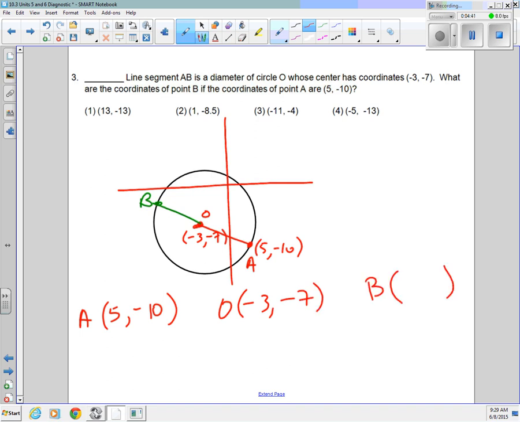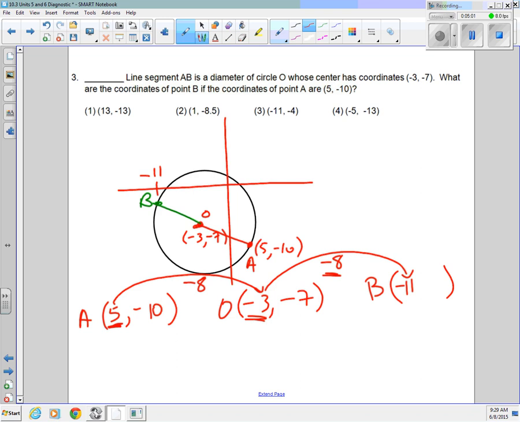And I could say, well, okay, how far does it go? How far do I have to go from 5 to negative 3? And the answer is I have to go down 8. Well, if I want O to be in the middle, I can repeat that from O and get B to be negative 11. I'm just taking negative 3 and subtracting 8 from it. And that makes sense from my graph.